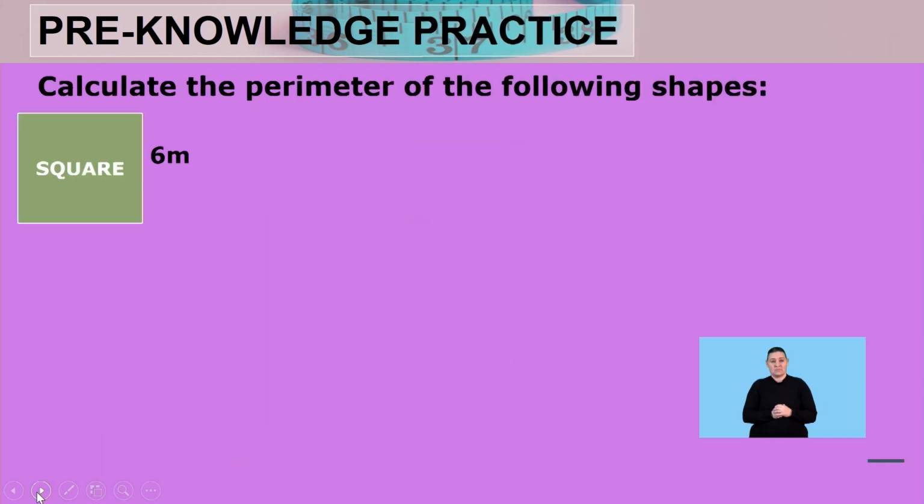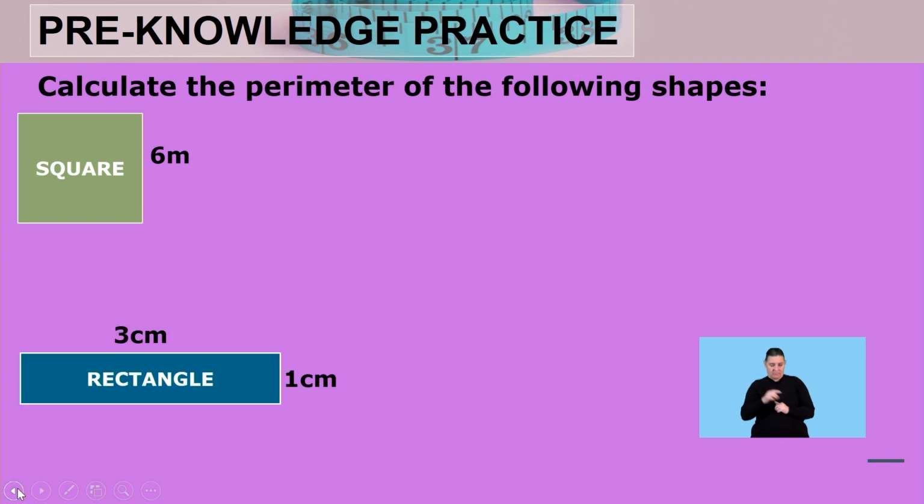Okay. So calculate the perimeter of the following shapes. So we start with the square. The perimeter for a square is 4 times the length. What's the length in this case? It's 6. So 4 times 6 equals 24. The unit of measurement here, meters.